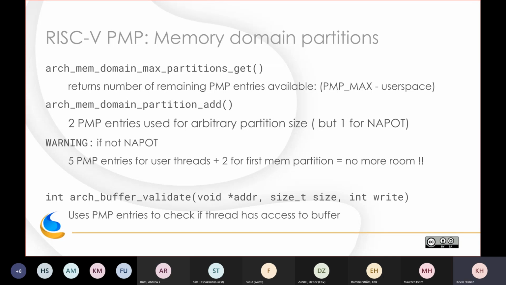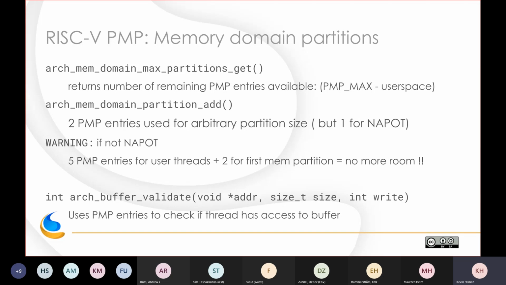Then if you want to add a partition, there's the partition add function, and that will look at the size of the region requested, and if it's an arbitrary size, it will just use 2 PMP entries for that. But this function will check if the range being requested is a naturally aligned power of 2, and if it is, it will only use 1 PMP entry. But again, if you're a little bit careless and you're not paying attention to the alignment, you will use 2 PMP entries for each partition.